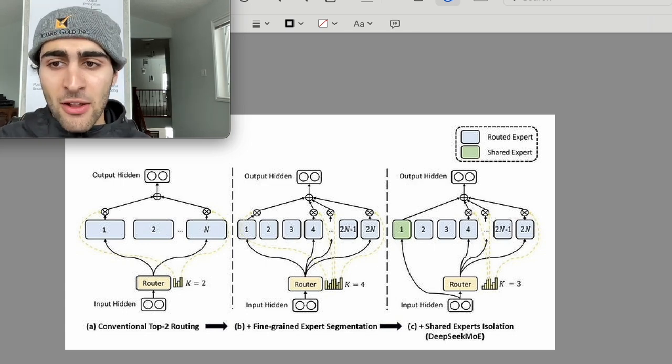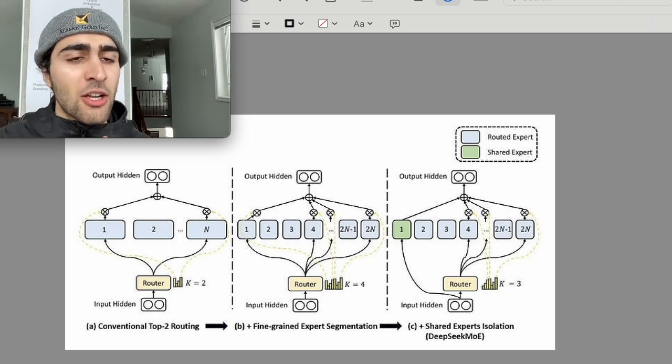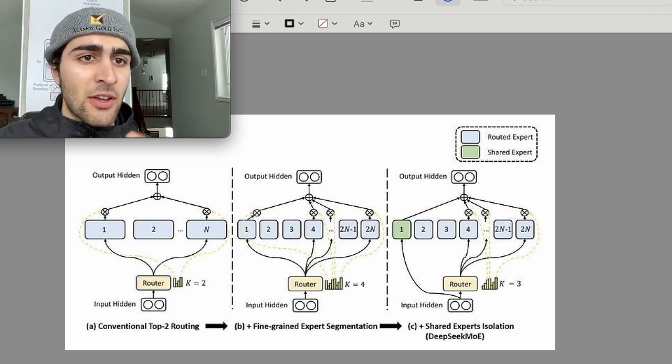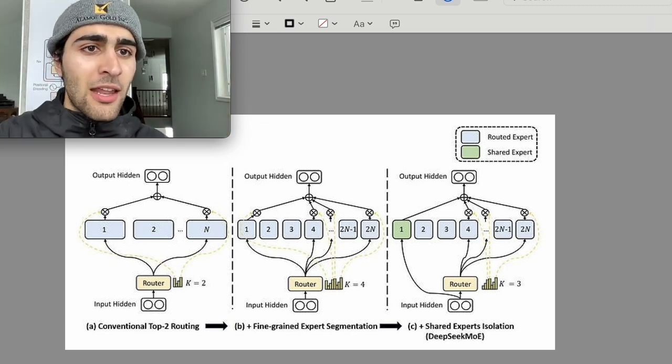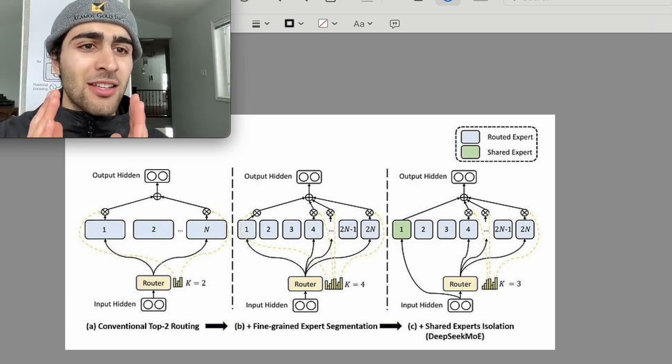And then device level balance loss means that on each device, we have a certain number of experts, and we won't privilege a specific device. And this is just a computational thing, because if you only use one device out of all of them, then what's the point? Just have one device instead of parallelizing.